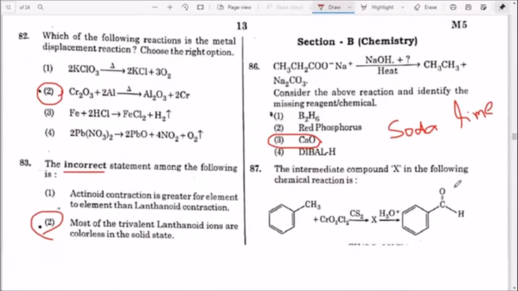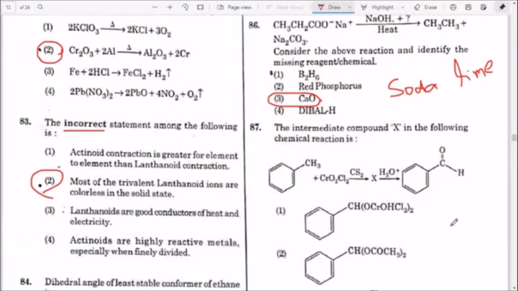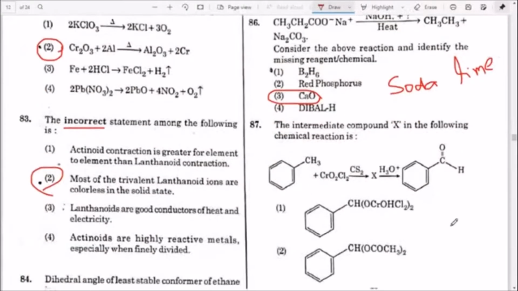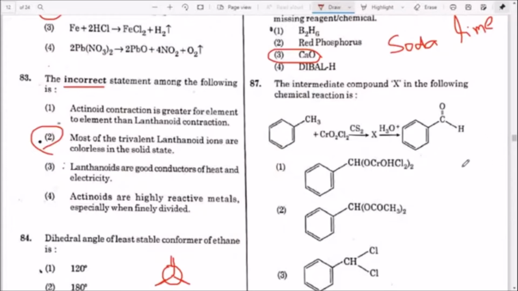Next, question number 87. The intermediate compound X in the following chemical reaction is, so Etard reaction. What is happening? Toluene to benzaldehyde. It is the Etard reaction. Chromate esters are going to be formed. So chromate esters. This is option number 1, the correct option, students.